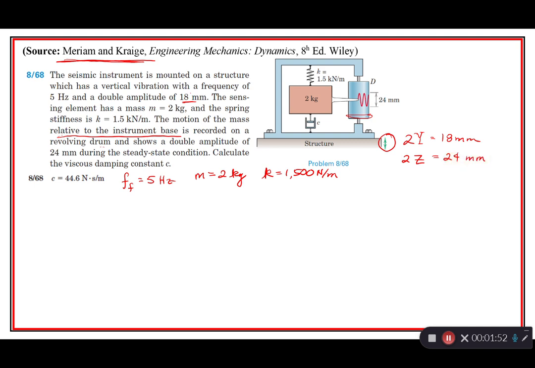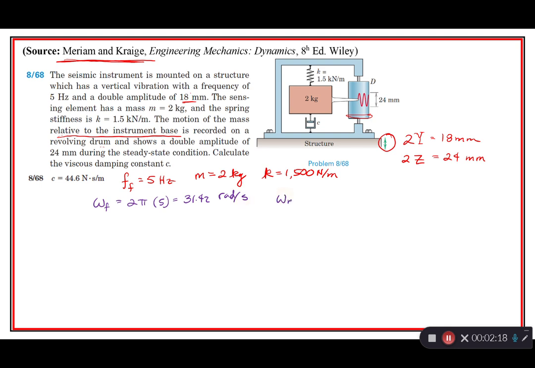Again, the steady state, I'm going to calculate the viscous damping C. All right, so let's approach this. First off, let me get the forcing frequency into radians per second. So that's going to be 31.42. You could do that in your heads, right? Just 10 times pi.